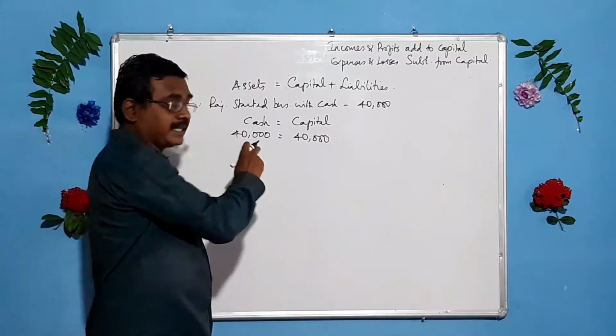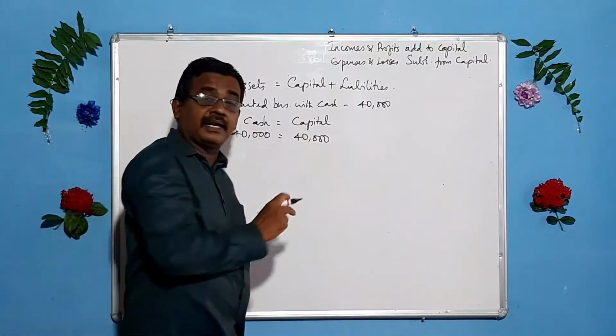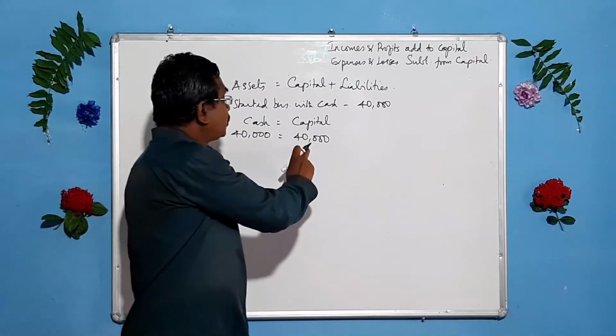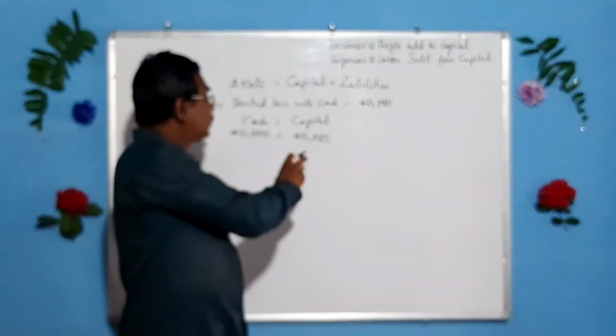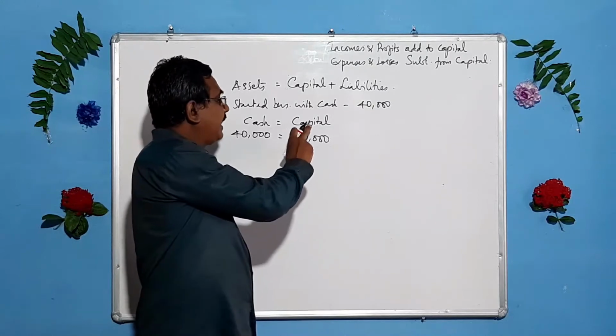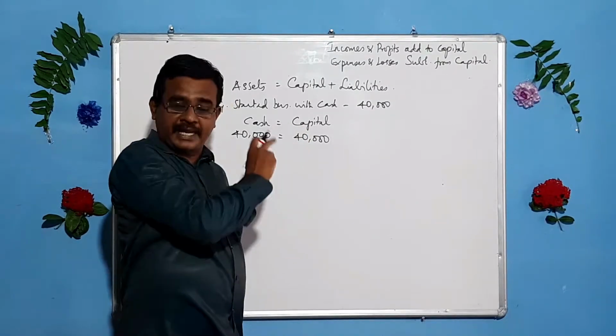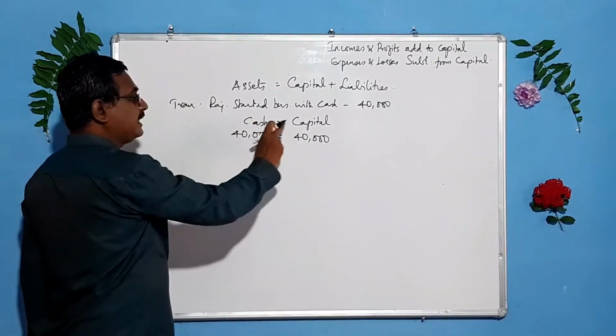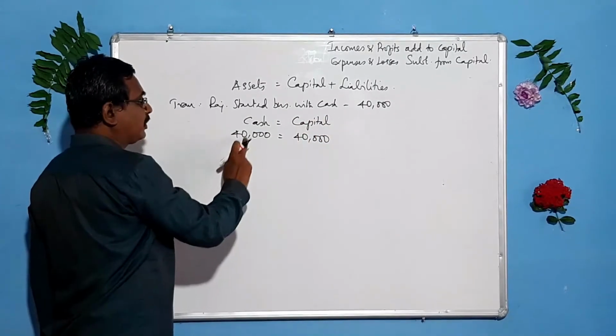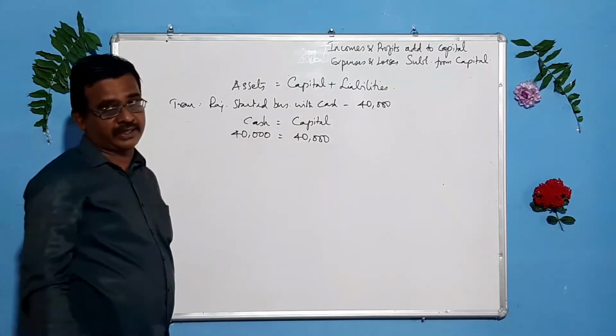Remember, this cash is given by the owner and capital is the owner's liability. This amount should be given back to the owner. That is why it should be treated as owner's liability, and it is given in the name of capital. Cash is equal to capital equation, and the amount is cash 40,000, capital 40,000.